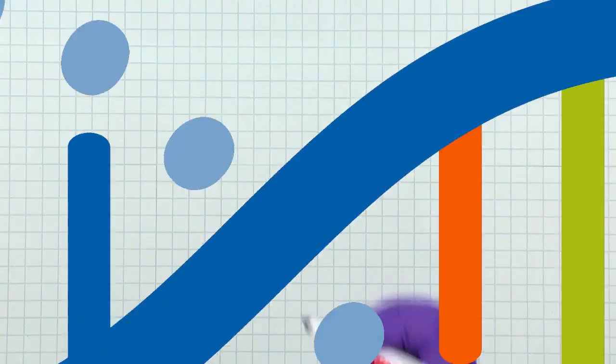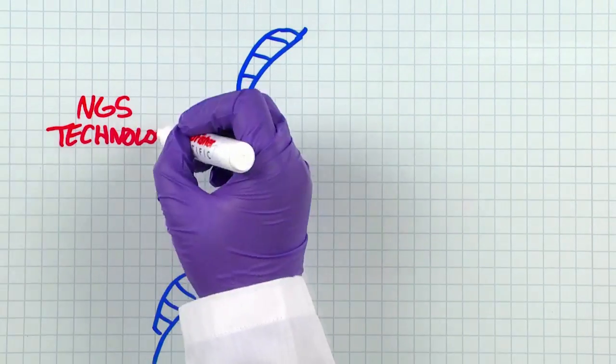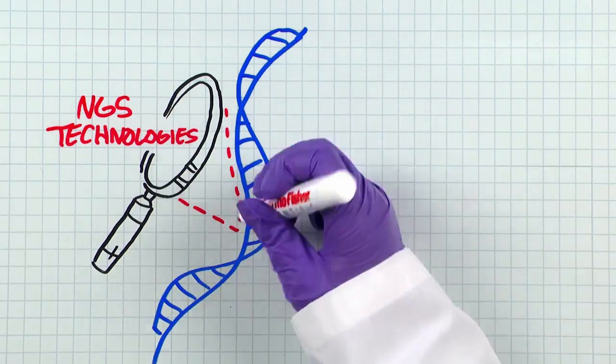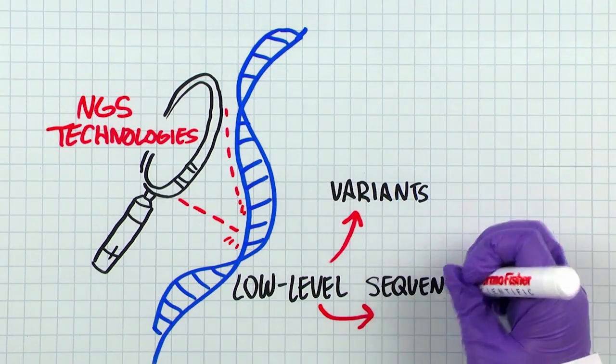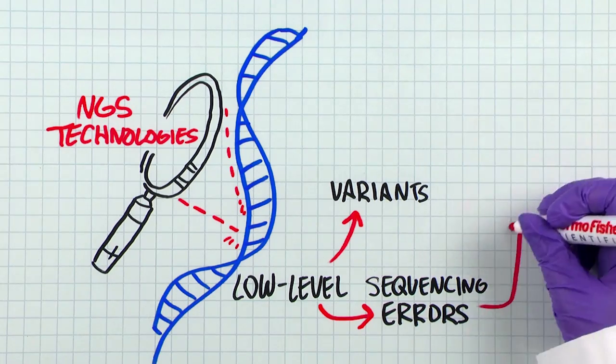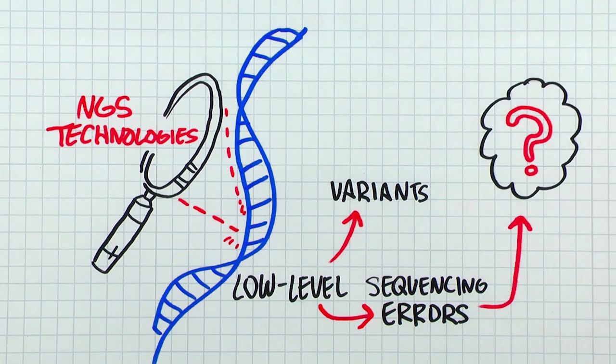Now let's take a look at our lab book on why you may want to verify. The chemistries used in NGS technologies enable highly sensitive detection of low-level variants. However, this may sometimes give rise to low levels of sequencing errors that may lead to confusing or incorrect interpretations.